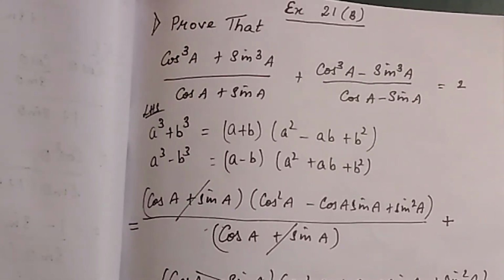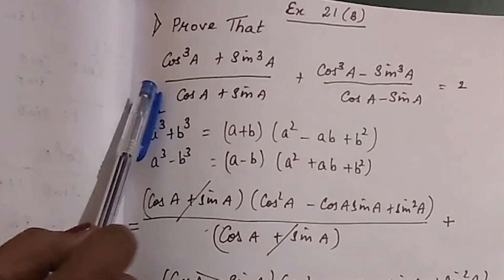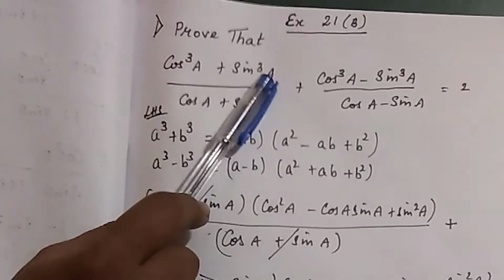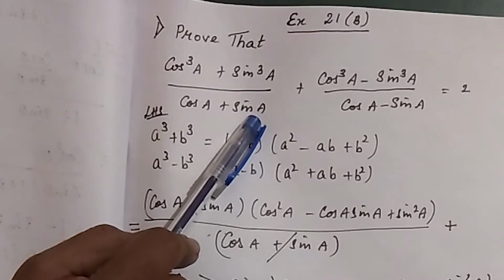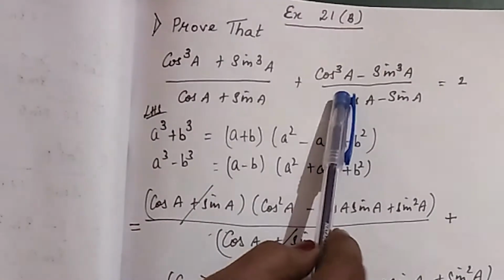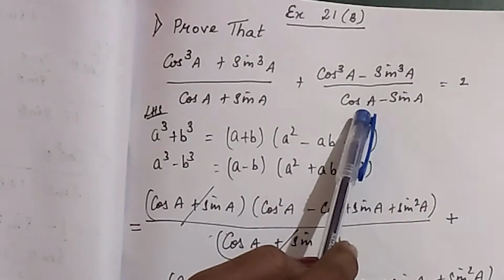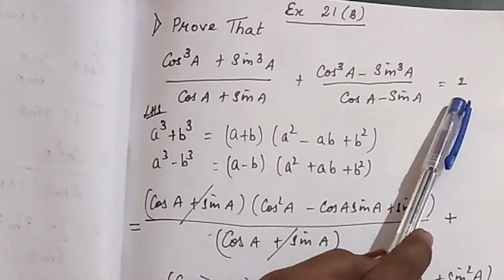Exercise 21B. Prove that (cos³A + sin³A)/(cos A + sin A) + (cos³A − sin³A)/(cos A − sin A) is equal to 2.